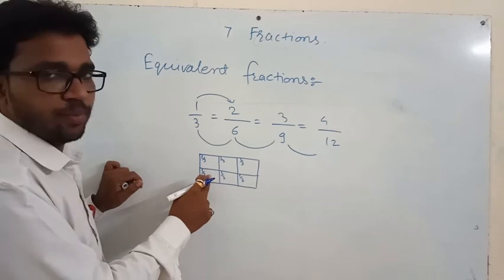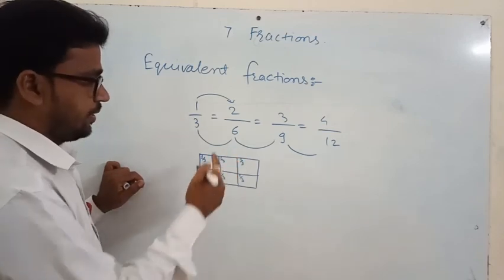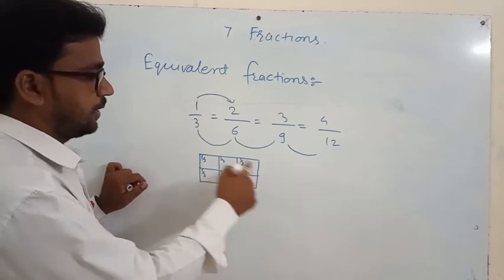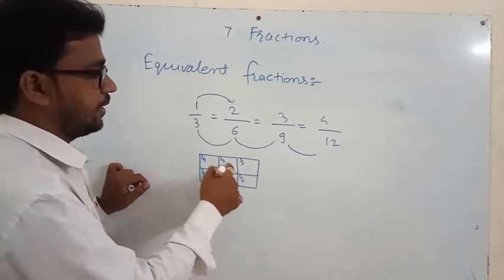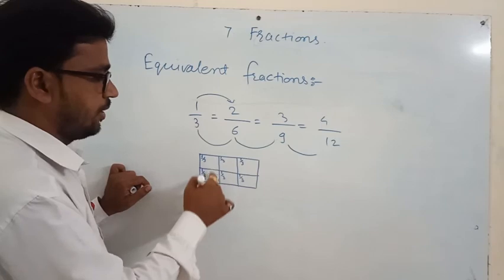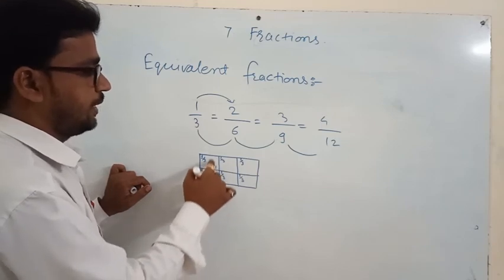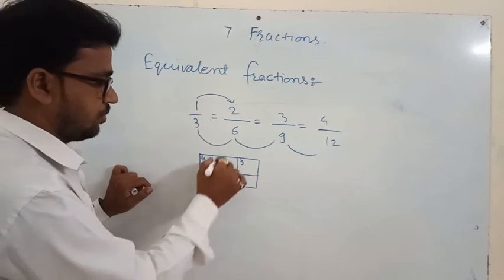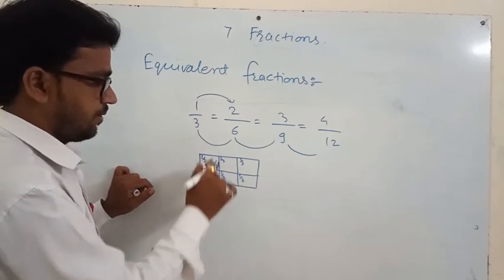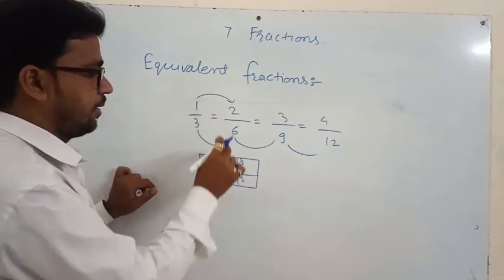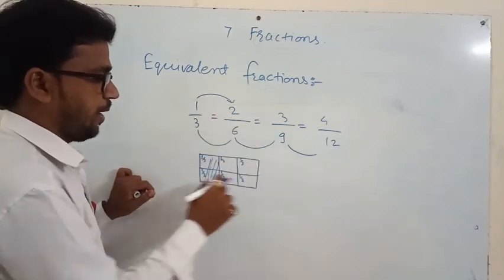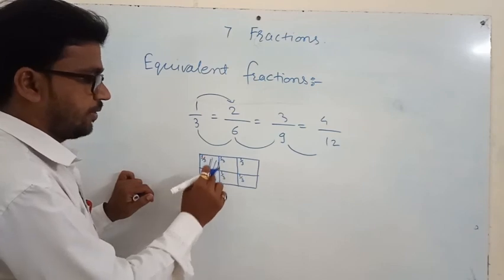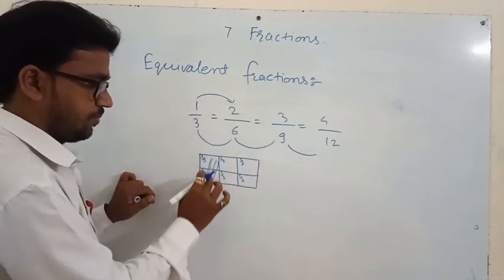This 1 by 3 plus 1 by 3 is 2 by 3, right? But here how many parts are there? 1, 2, 3, 4, 5, 6. From these 6 parts, if we take these 2 parts, it means 1 part. This is the 1 part. Here 1 by 3. But if we divide it into 6 equal parts, then we get 2 by 6.